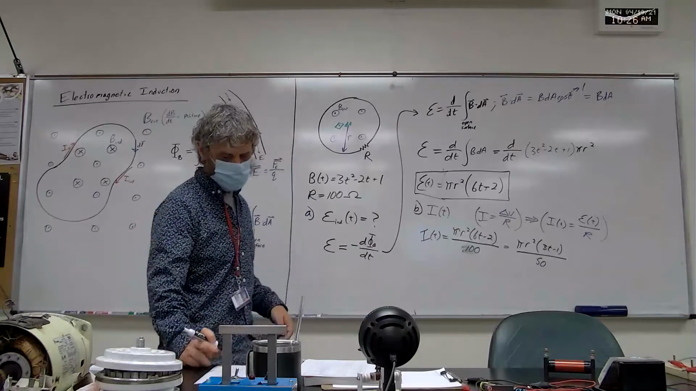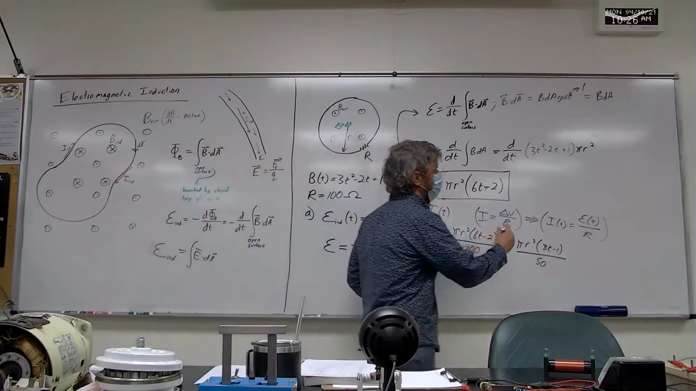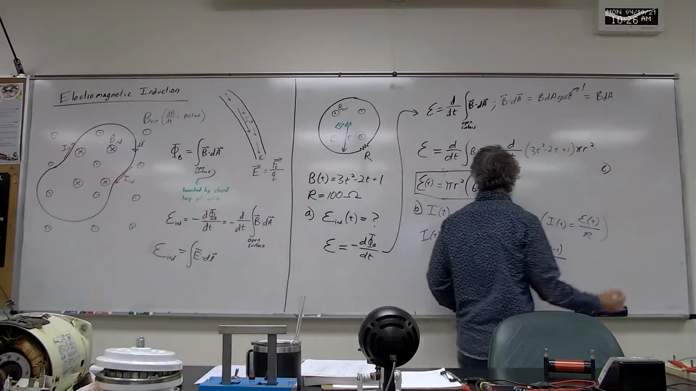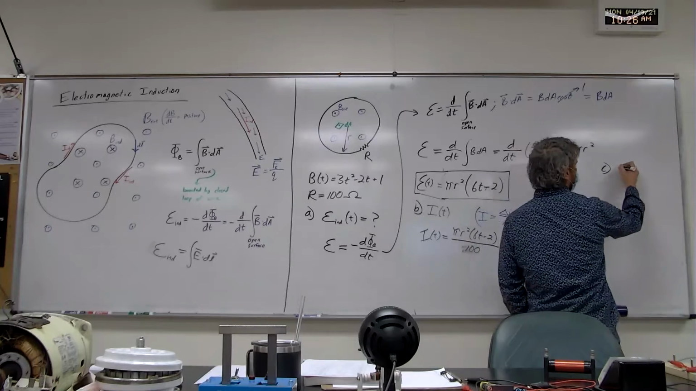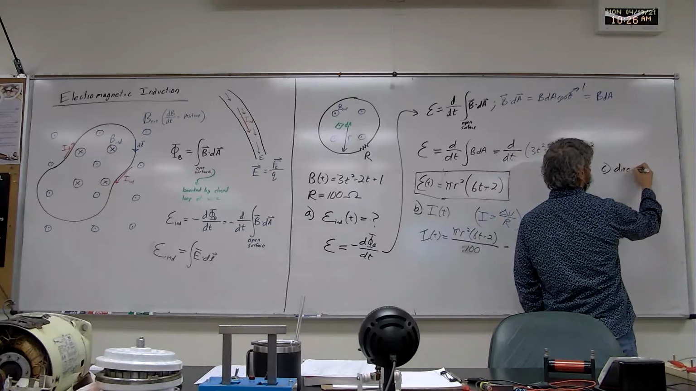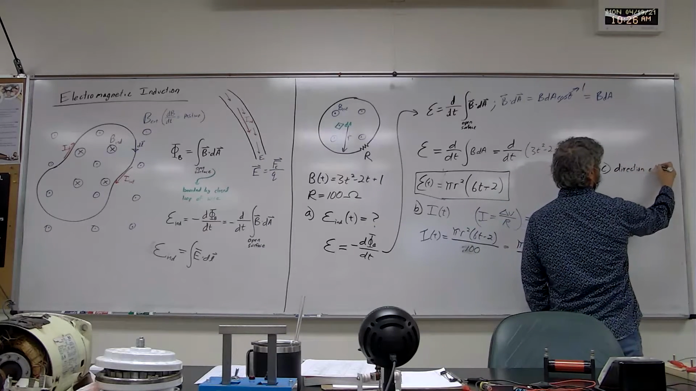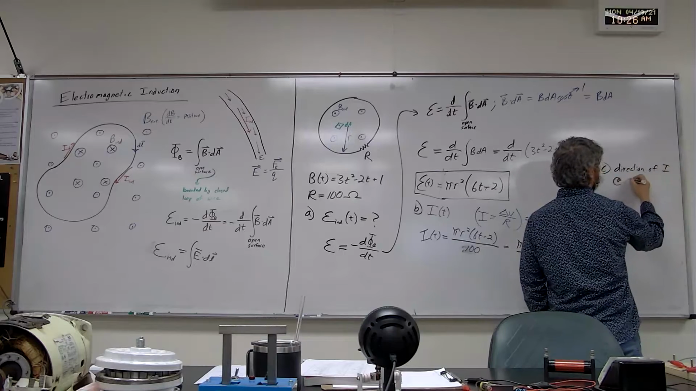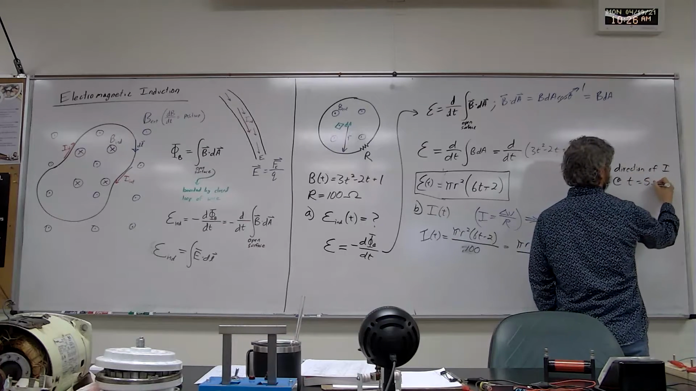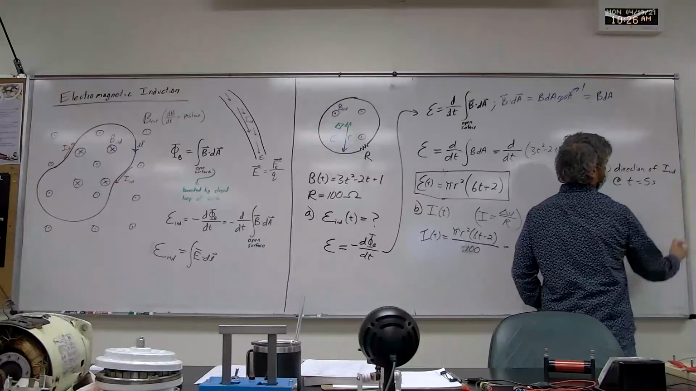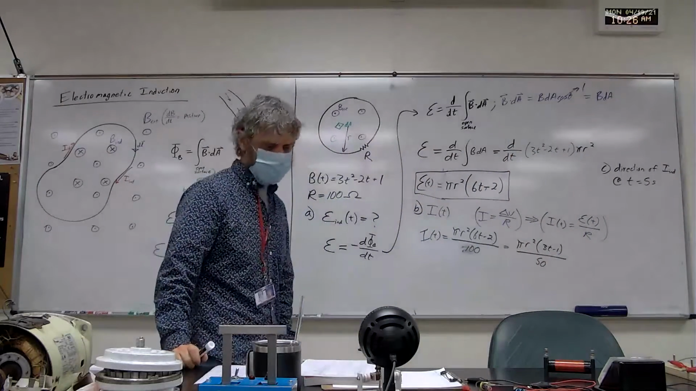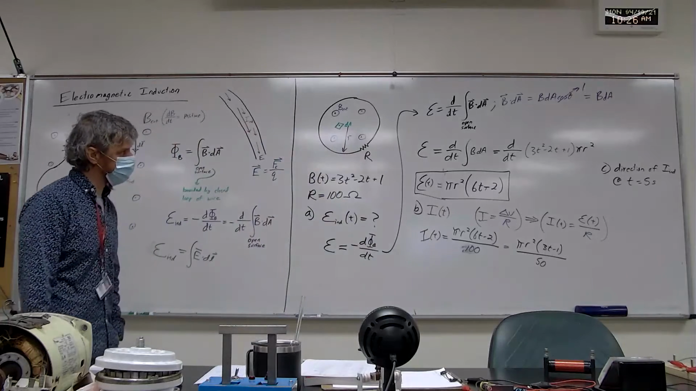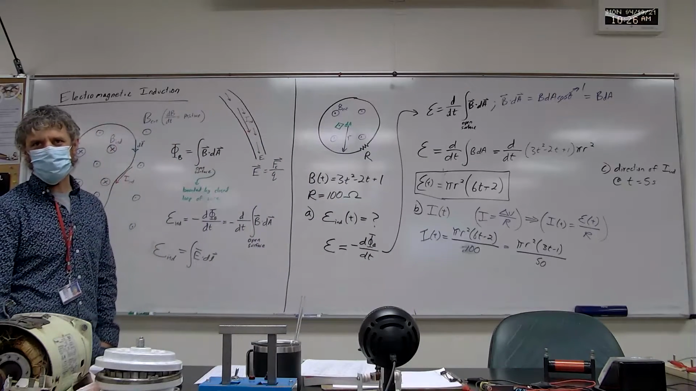Okay, what about this? This is where we got to use our noggins a little more. This was pretty easy as long as we know Ohm's law. What if we want to know the direction of the current at t equals 5 seconds? The induced current. I want to know the direction of the induced current at t equals 5 seconds. What would I have to do here?